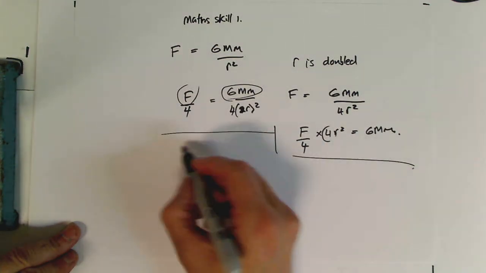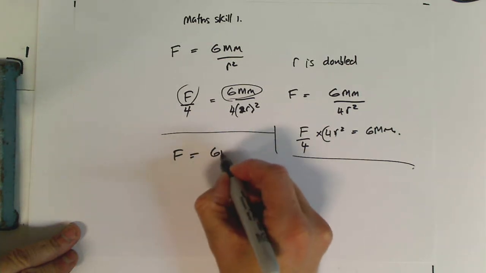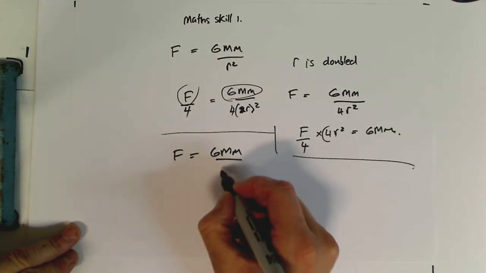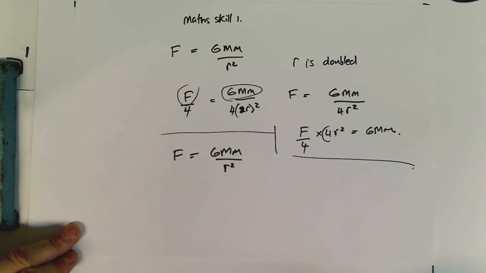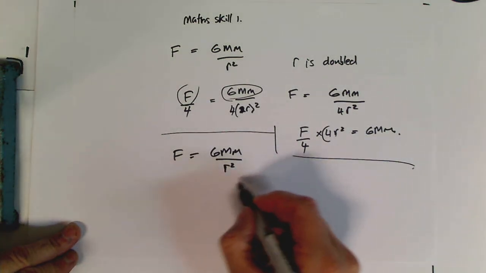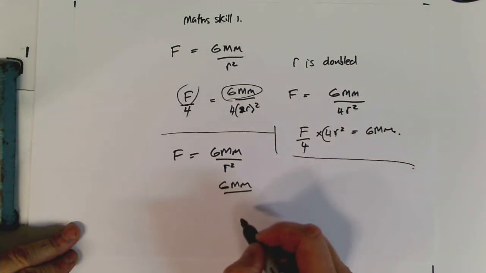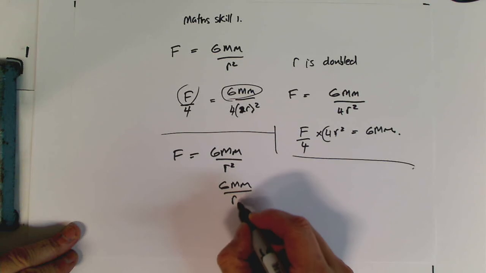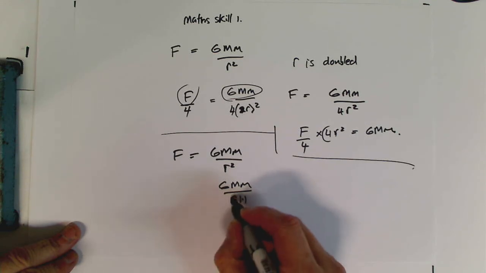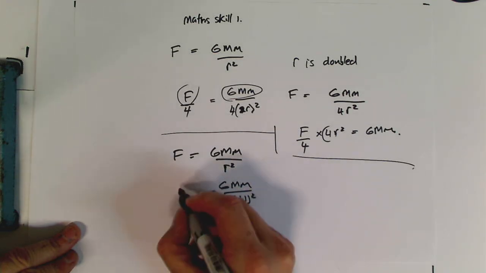Let's take a different example. Maybe this time it's F equals G big M little m over r squared again, but this time say I want to increase it by 10%. Okay, so that's now G big M little m all over r times 1.1 all squared equals force.